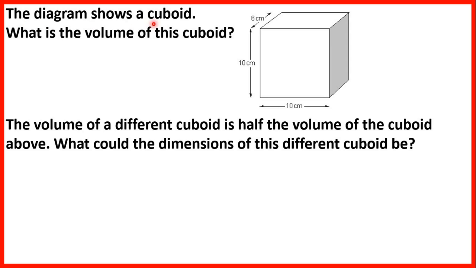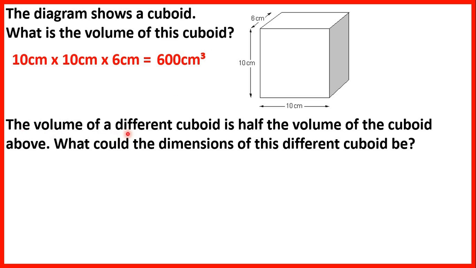The diagram shows a cuboid. What is the volume of this cuboid? So to find the volume of a cuboid, we multiply the length, width and height. And we have the dimensions on our cuboid, so we just need to work out 10 times 10 times 6. 10 times 10 is 100, and 100 times 6 is 600. So the volume, the amount of space that the cuboid takes up, is 600 centimetres cubed.